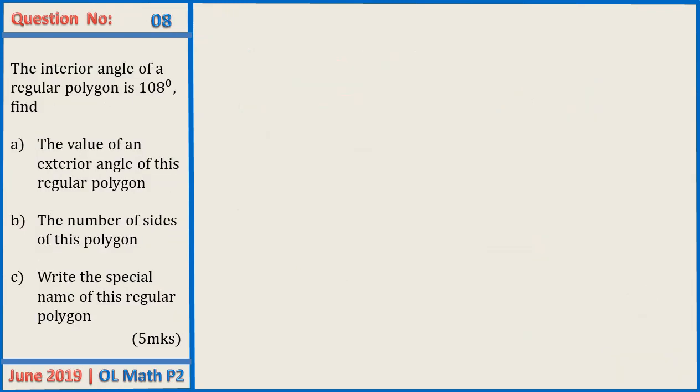Question number 8. The interior angle of a regular polygon is 108 degrees. Find the value of the exterior angle. The exterior angle is always given by 180 degrees minus the interior angle. That gives us 180 degrees minus 108 degrees, which is 72 degrees.